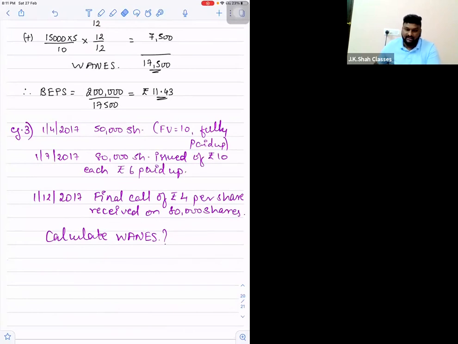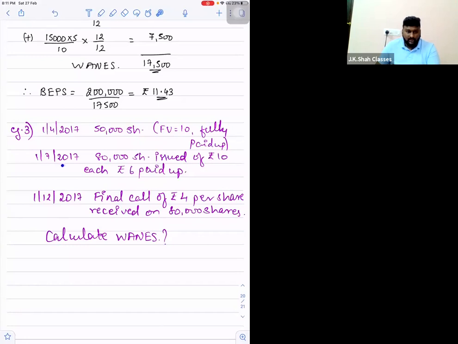Have people copied question number 3, or at least completed question number 2? Right? I can start with question number 3 now. Please understand the third example now. Example number 3. On 1st April 2017, we have 50,000 equity shares outstanding. The face value is 10 rupees and they are fully paid up.